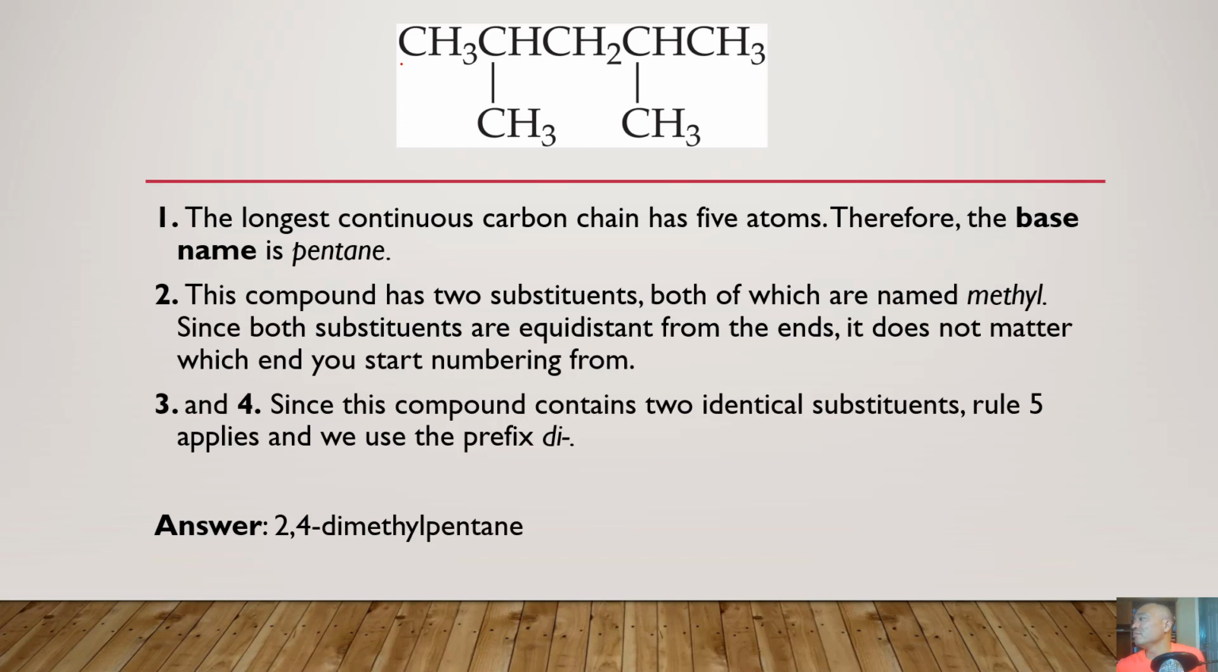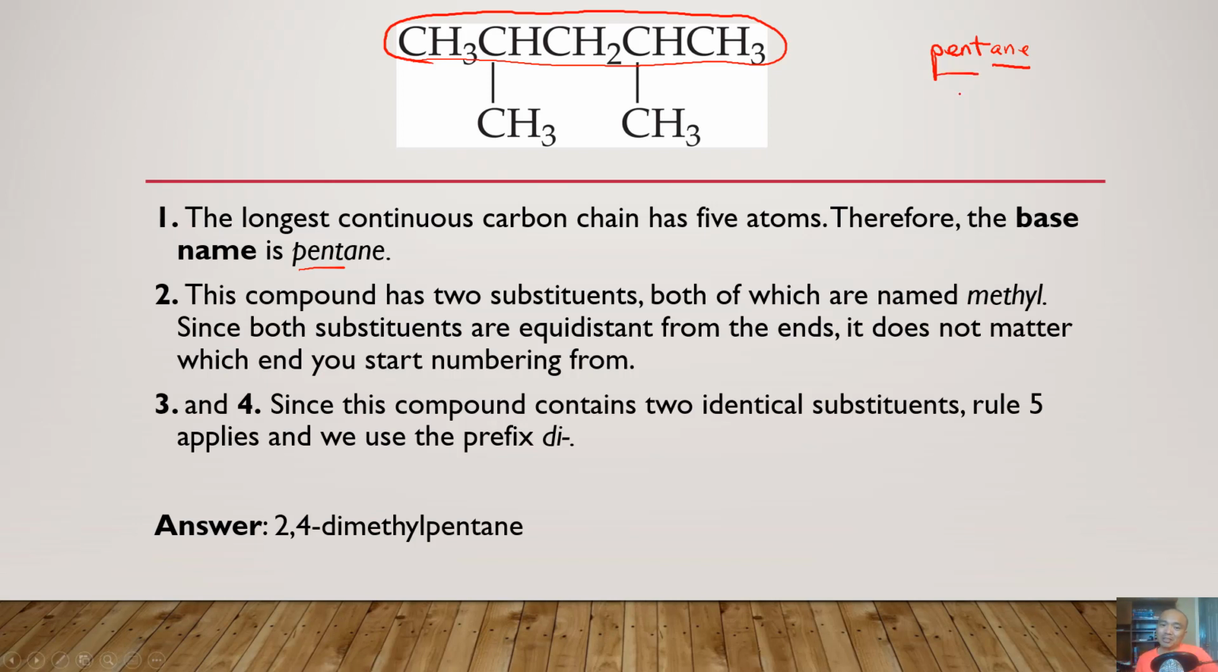So here's the longest chain. When you look at the structure, here's the longest chain. In this longest chain, it has 1, 2, 3, 4, 5 carbons, and it's all single bonds, so it's an alkane. So 5, you use pent to represent it. So this base name, you write down the base name first. It's called a pentane because it's an alkane.